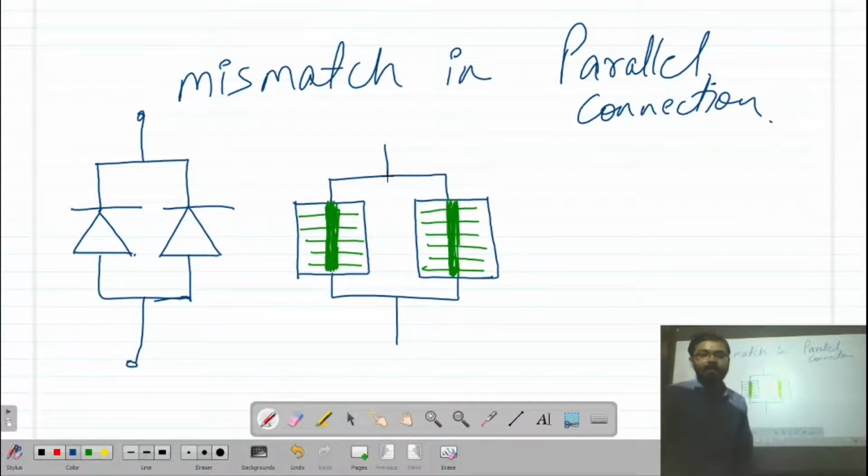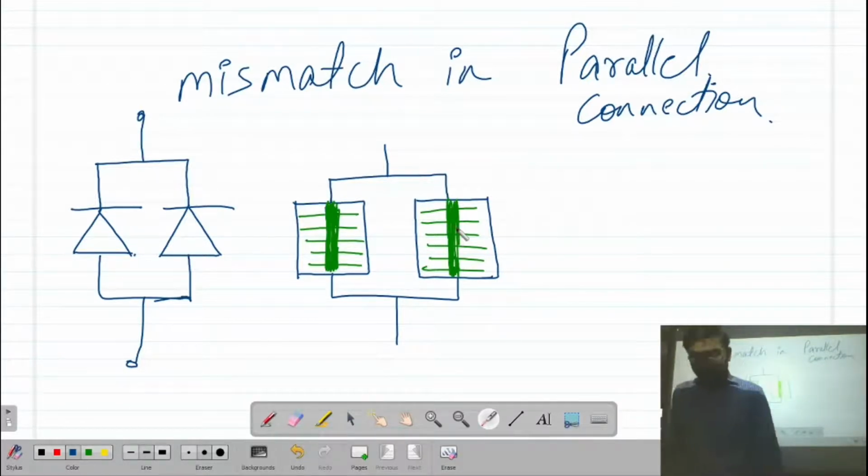This is nothing but the parallel connection, and this is just the top view of a solar cell. Don't get confused. This one is the symbol of a PN junction, which we are using instead of a solar cell. And this is nothing but the top view of a solar cell.